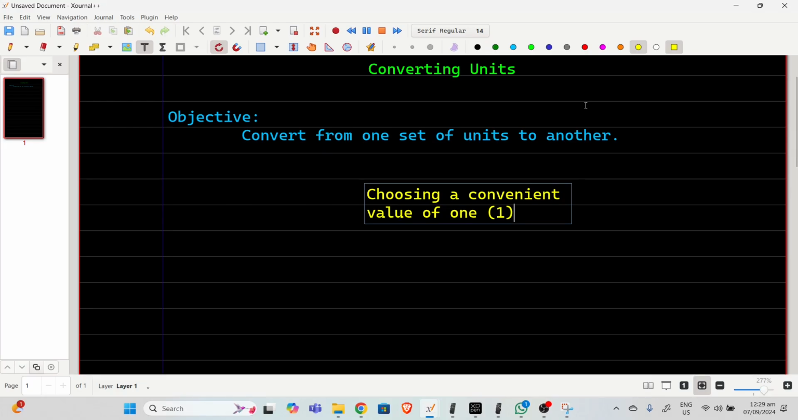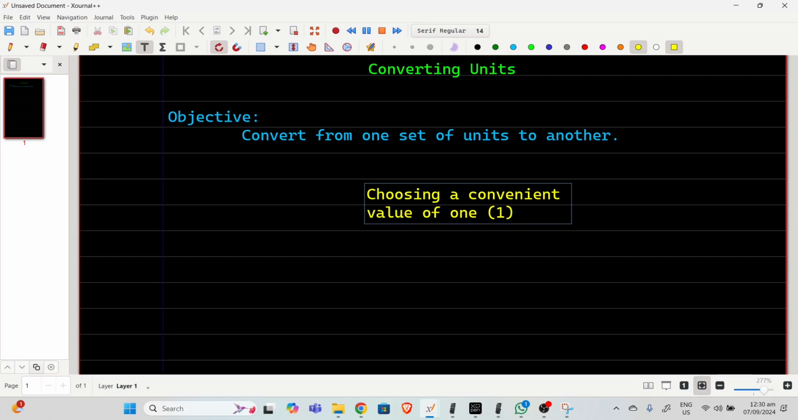So when you're converting units, we're going to choose a convenient value of 1 by using conversion factors. We're going to determine the units that we are converting from and to, and then we're going to use the units to convert it. That sounded a little bit confusing. Let me find another way to say it.